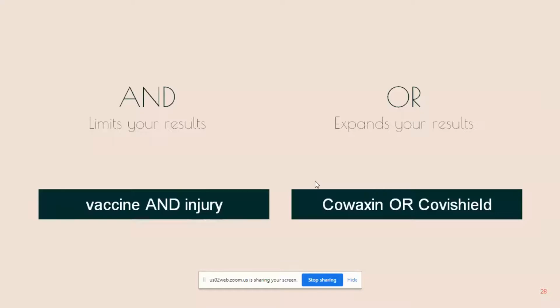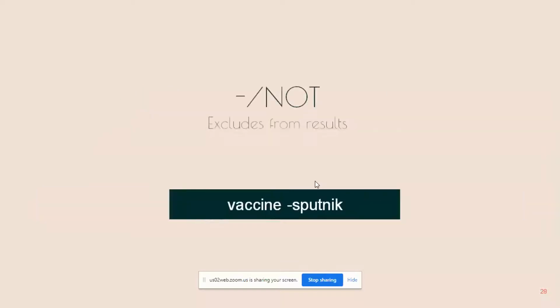Second is when you use OR. For example, Covaxin OR Covishield. This expands your result. So you're getting all the results wherein either Covaxin is used or Covishield is used. So if you want to limit, if you want to be very specific that no, I'm only talking about vaccine and injury, then you use AND. And if you want to expand it and you want to have an article where Covaxin is also used or Covishield is also used, then in that case you use OR.